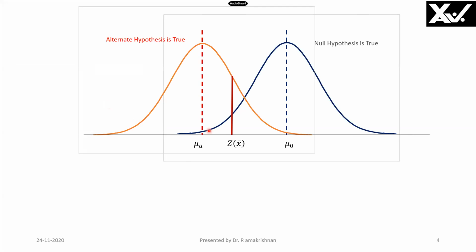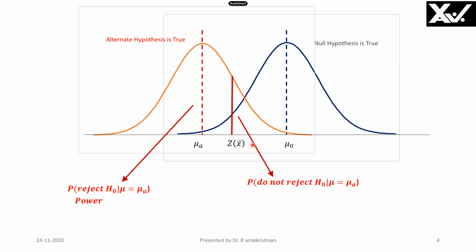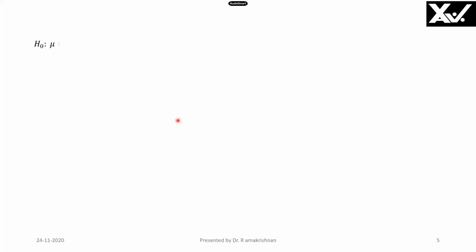Clear? Now what we will see here is the probability of rejecting the null hypothesis when this mean is correct. That is called power. The probability of not rejecting when this mean is correct, that is, this area is type 2 error, this area is power. Okay. We'll take this problem further.